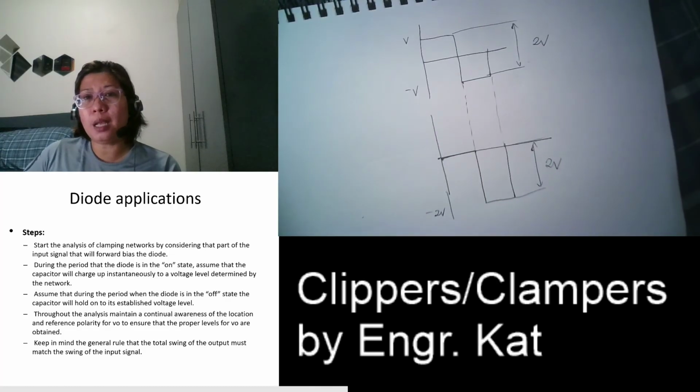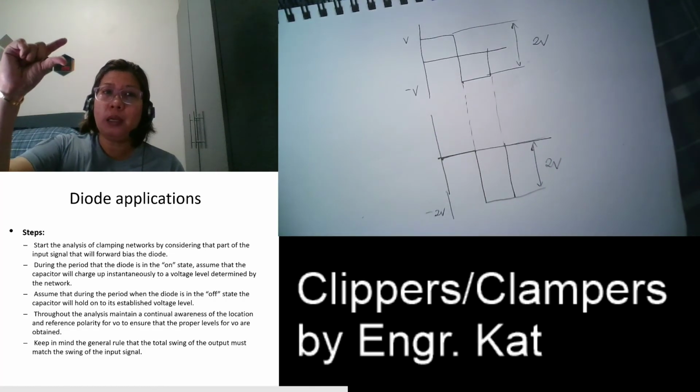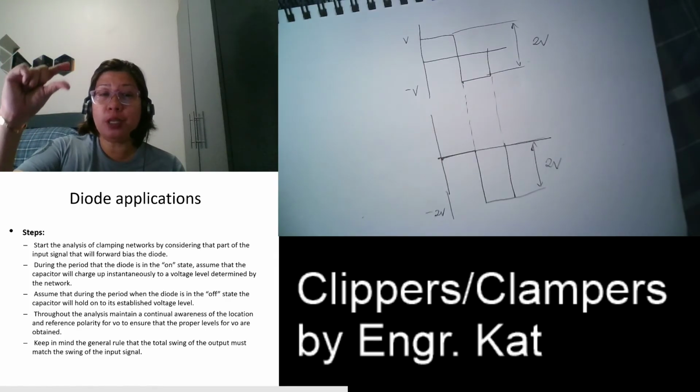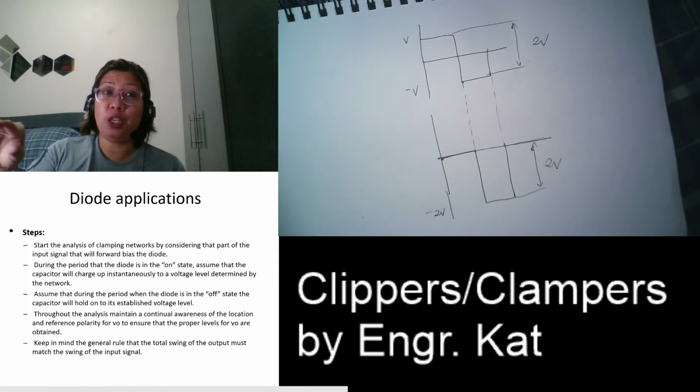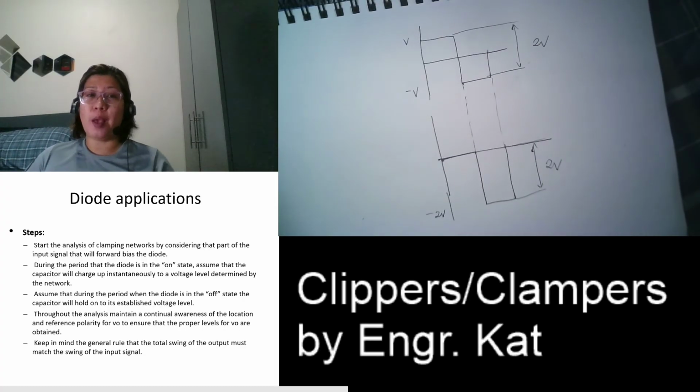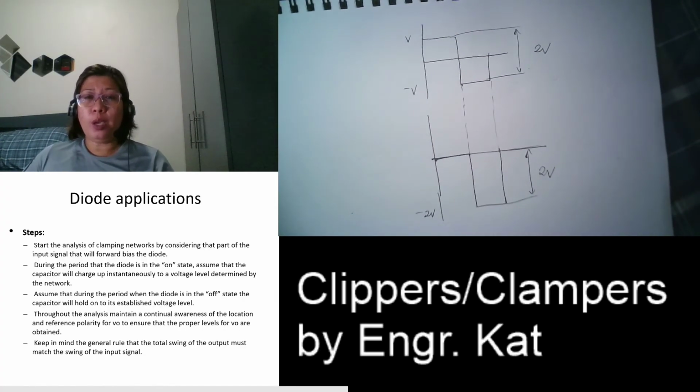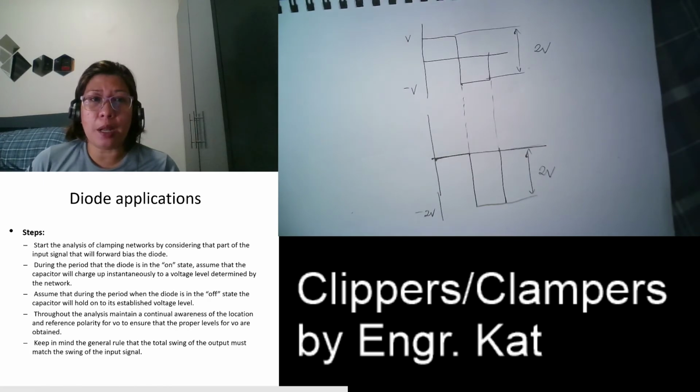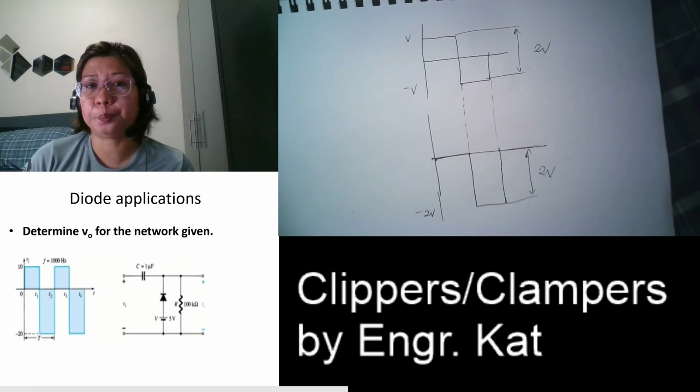So why is this the negative clamper? Because we lowered your DC level below your 0 point. So this is an example of a clamper. Okay, so in this case, we just have to follow the steps. Okay, so let's have another example.